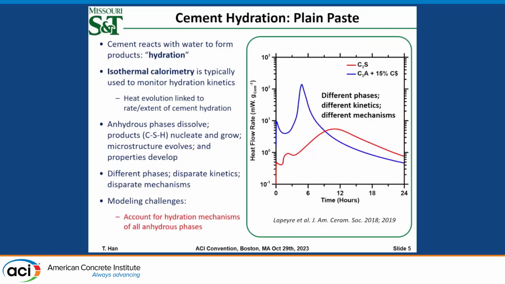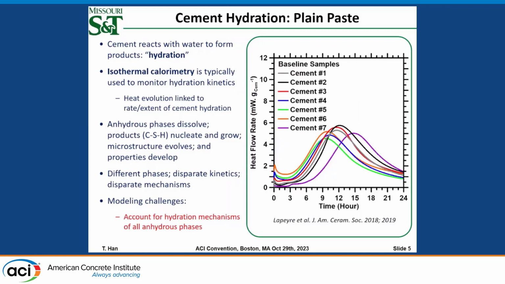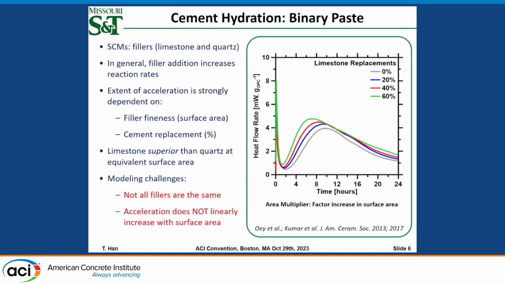So in our studies, we want to focus on the hydration kinetics. For hydration kinetics, we can measure it with exothermic calorimetry, measuring the heat release from the hydration reactions. Different hydration phases release different amounts of heat. That also means if you have slightly different chemical composition in your cement, you may get significantly different hydration kinetics here. So if you want to do the modeling, the challenge is to account for all the hydration mechanisms in your model.